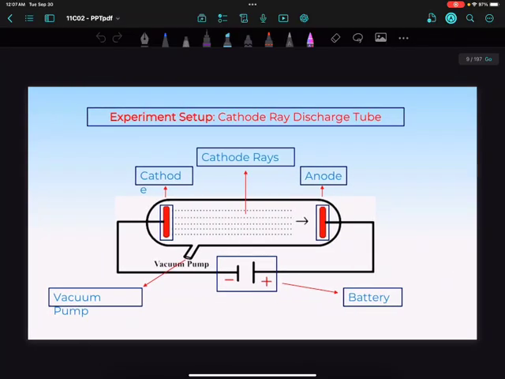Now there was an experiment set up with a cathode ray discharge tube. A discharge tube was taken which consisted of parts like a cathode, an anode, and cathode rays. Okay, so here a battery is connected to the supply. When the current is passed through it, cathode ray formation takes place from the cathode to the anode. So one thing which can be asked in an MCQ is: cathode rays originate from.